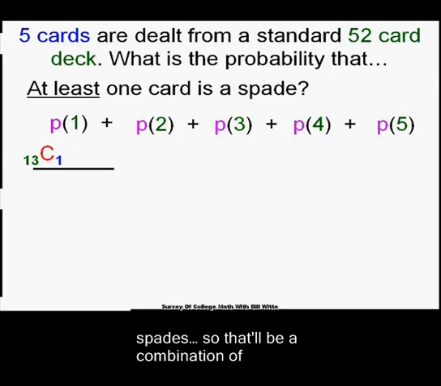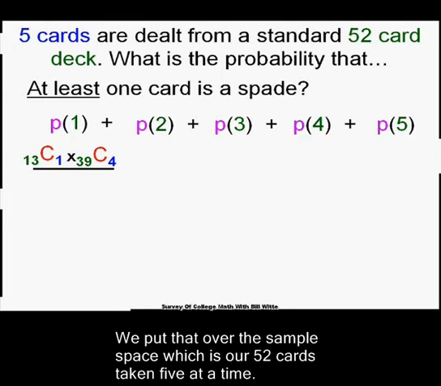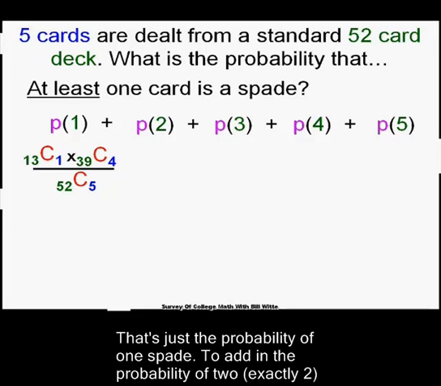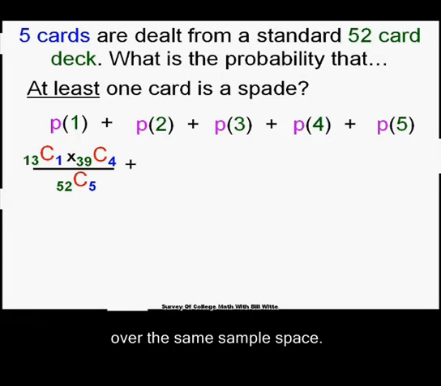So how many cards in the 52 card deck are not spades? 52 minus 13, or 39, taken 4 at a time. And I put that over the sample space, a combination of all 52 cards taken 5 at a time. So that's what I'm going to have to do to produce the probability of exactly one spade. Now let's add the probability of 2 spades.